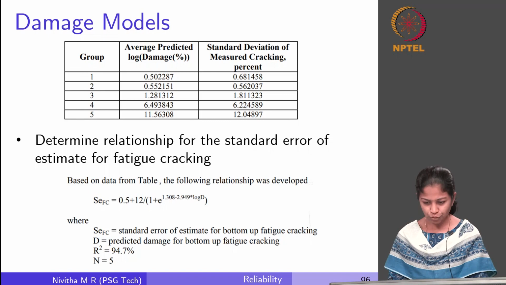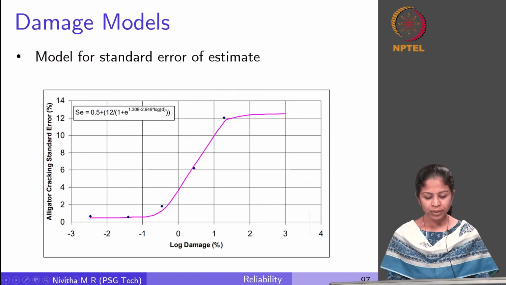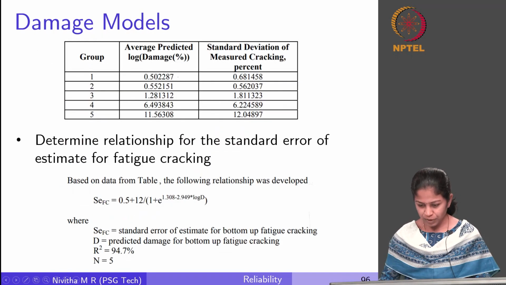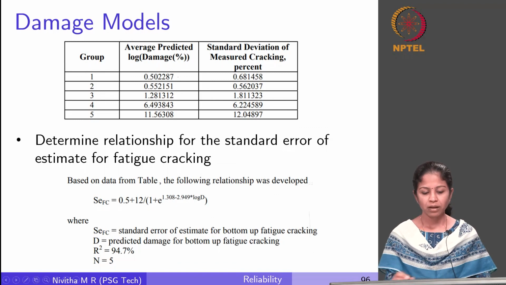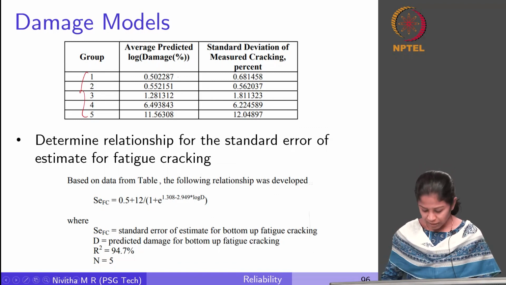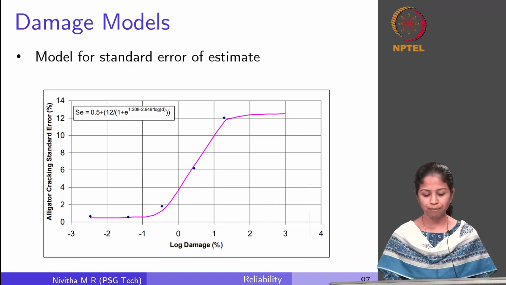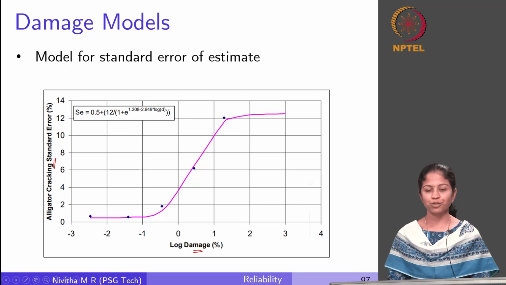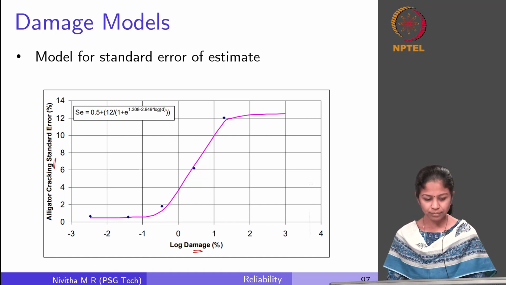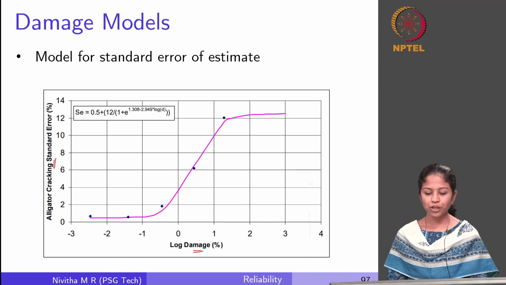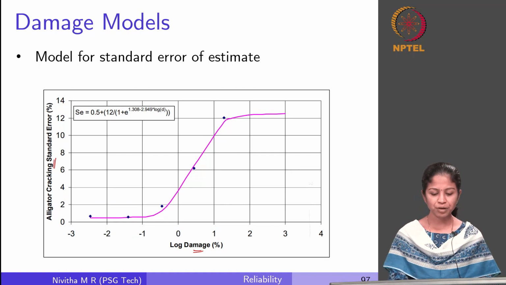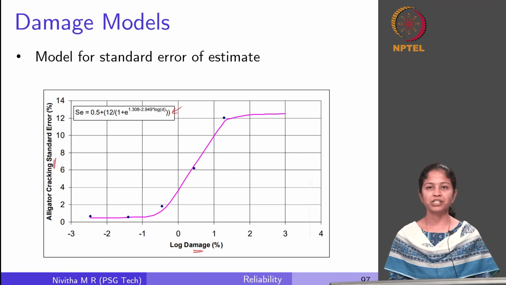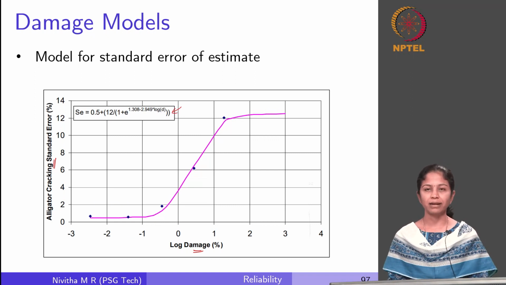If I show you this graph, you can see here there are 5 groups which we had defined, right. So, we have 5 groups here. These 5 groups are plotted as 5 points, wherein the x-axis is log of damage and the y-axis is the standard error associated with that, which we have computed. Using this we arrive at a relationship, obtained in the form of an equation, which is used to compute the standard error, right.